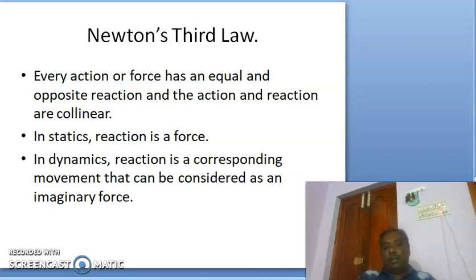Newton's third law. This of course is the most popular law. Every action or force has an equal and opposite reaction, and the action and reaction are collinear. So this is Newton's third law. In statics, this reaction is a force. In dynamics, the reaction is a corresponding movement that can be considered as an imaginary force.